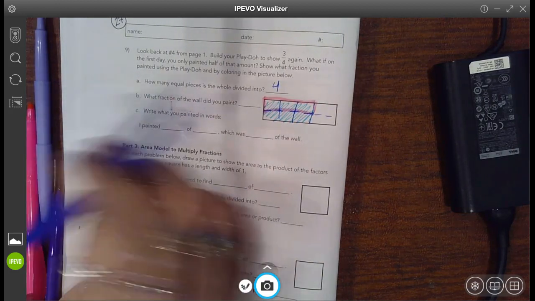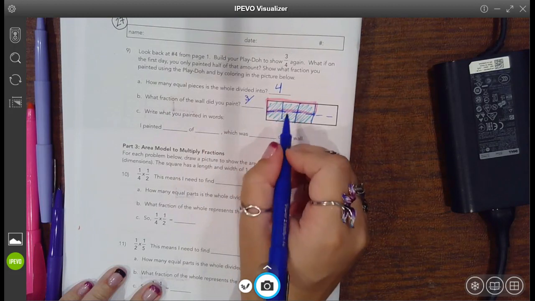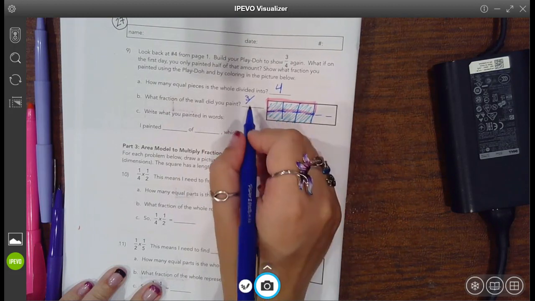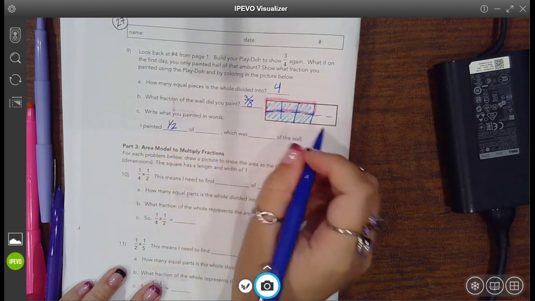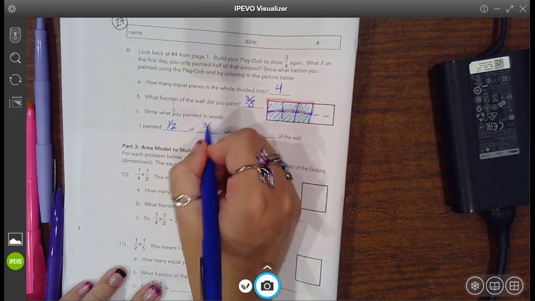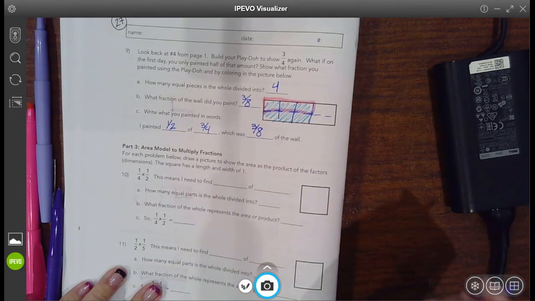So what amount of the overall wall did we do? Well, we did 1, 2, 3 out of 1, 2, 3, 4, 5, 6, 7, 8 pieces. Because we painted half of, we started with 3/4, right? And then we ended with 3/8.